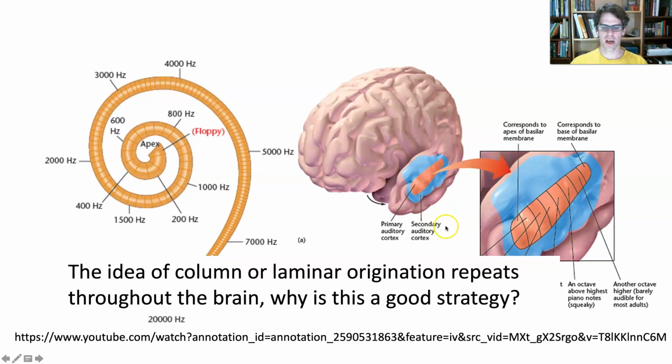All right. This is a question we'll talk about in class next time. The idea of columns or laminar organization repeats throughout the brain. Why do you think this sort of laminar or columnar organization is a good idea?